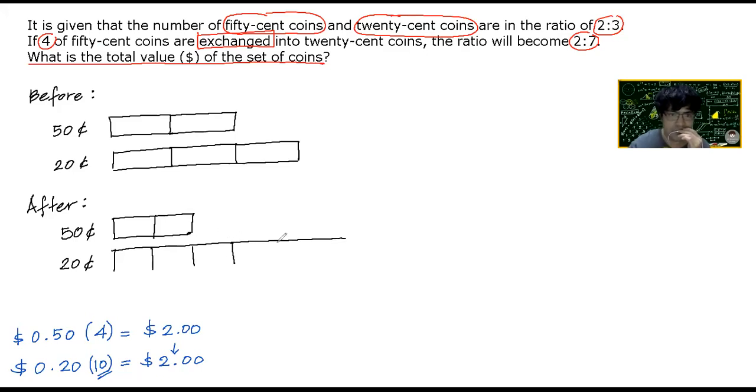Now here's the problem. Why will 4 coins be exchanged into 10 pieces of coins? Again, when you exchange the coins, it's still the same value. It must be the same value. Meaning it doesn't change the value.